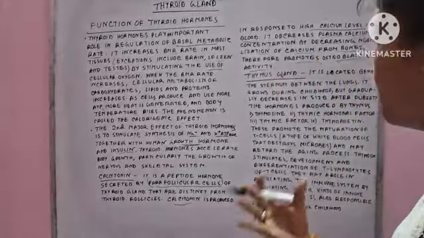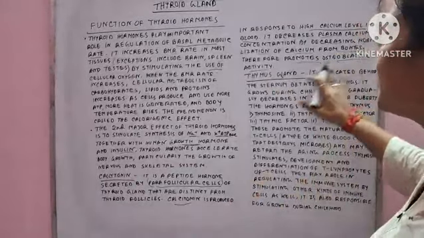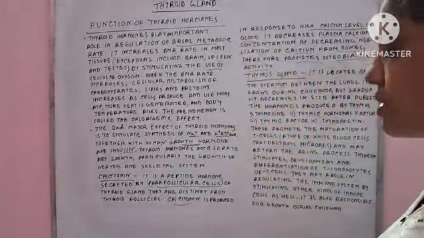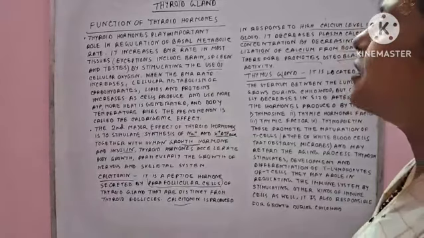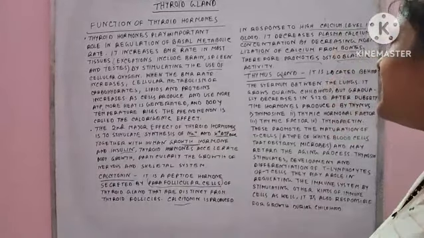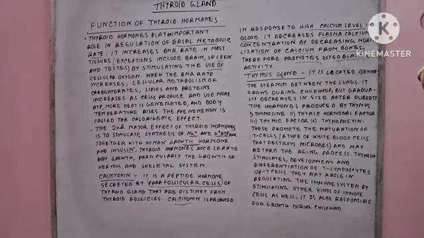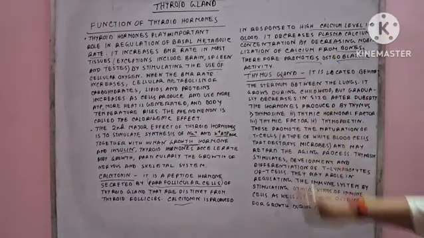So it helps to promote the osteoblastic activity. So these are the functions of the calcitonin and the thyroid hormones. Next gland, I will try to explain, is the thymus gland.